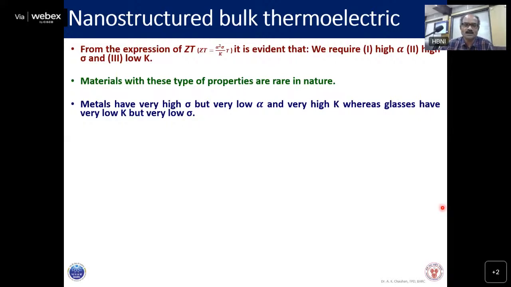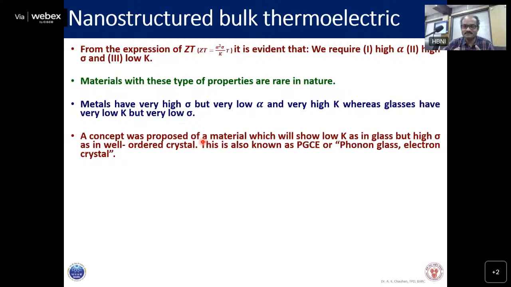So what we want is a higher conductivity like metal, but at the same time, low thermal conductivity like glass. How can we do it? A concept was proposed for the materials which show low K as in glass, but high sigma as in well-ordered crystals. This is called PGEC, or phonon glass electron crystals.